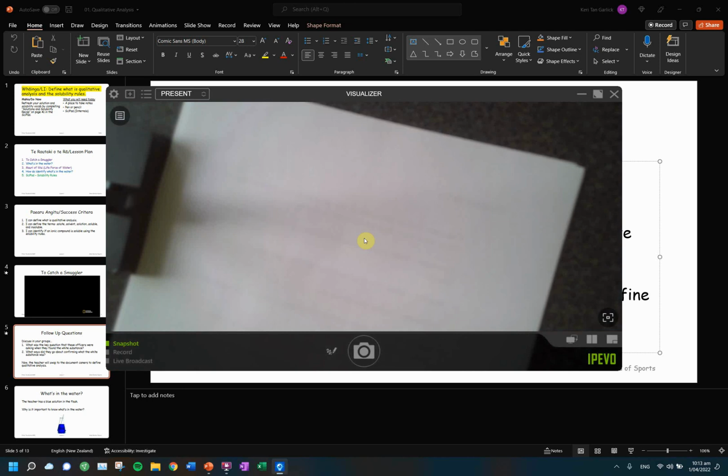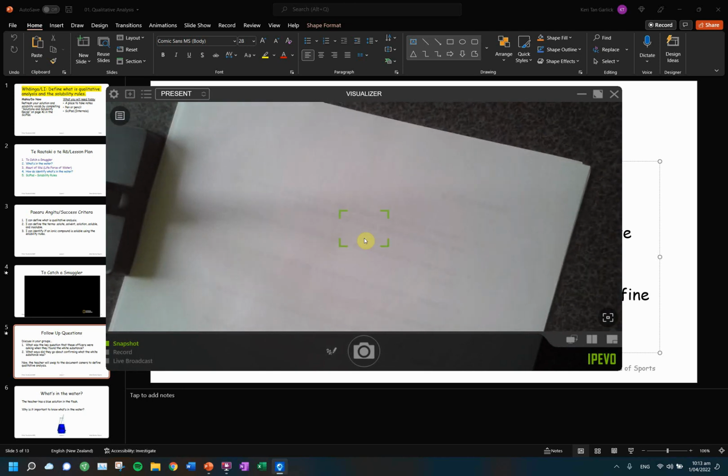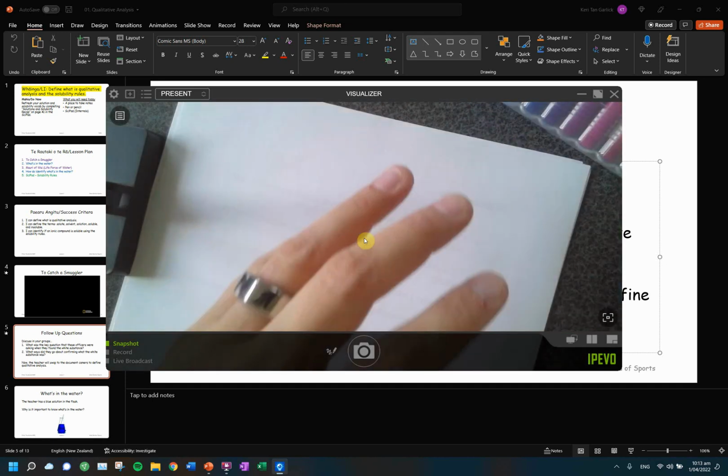The what? This one. Oh, the garlic. Yeah, I just thought it was funny.